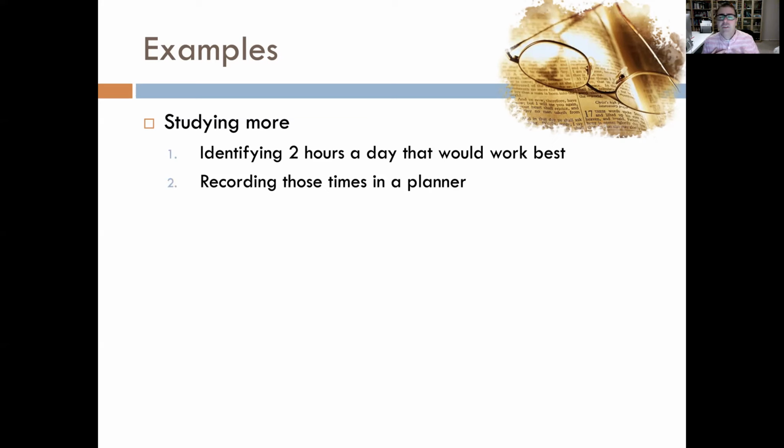In my case, I actually like to study or write or do whatever I need to do early in the morning, right? So for me, that's a really good time to get some work done. Recording those times in a planner increases the likelihood that you would do it, right? Because when you're looking at your planner to decide, hey, what do I have today? You would see that during that 2-hour block, you're supposed to be sitting at your desk and studying for the class.